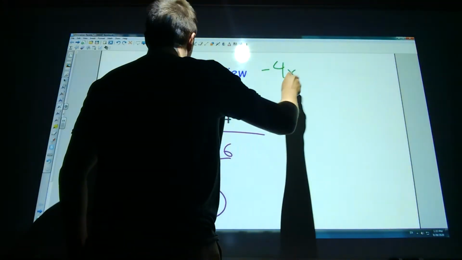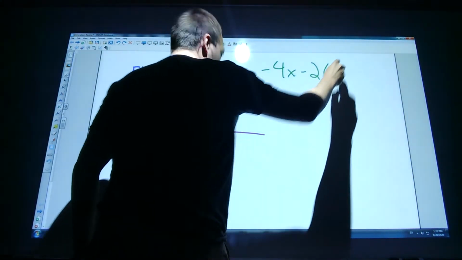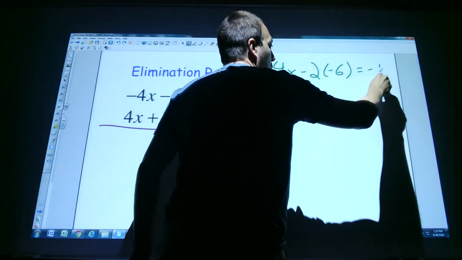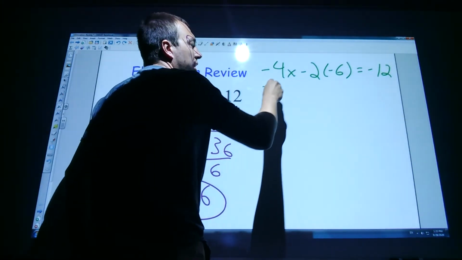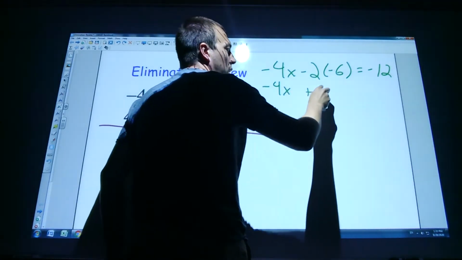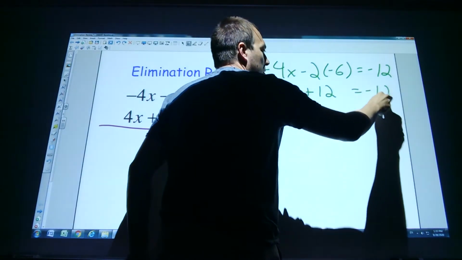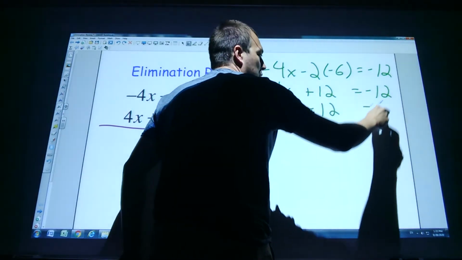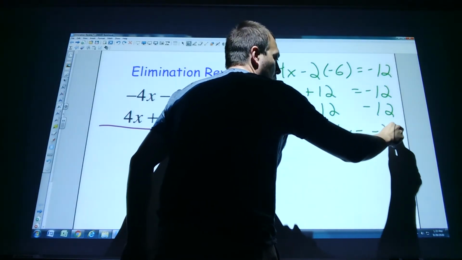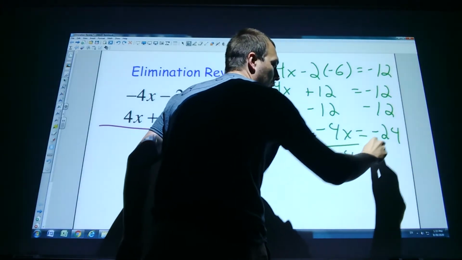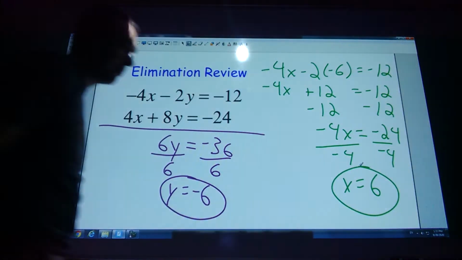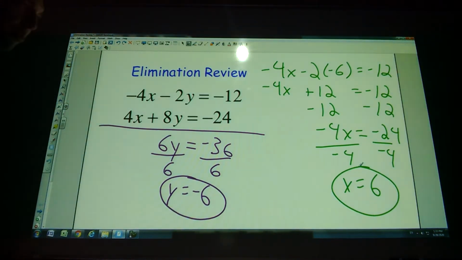Negative 4x minus 2 times negative 6 equals negative 12. And here we go. Negative 4x, negative 2 times negative 6 is positive 12 equals negative 12. And then we solve this for x. Subtract 12 from both sides. Negative 4x equals negative 24. Divide by negative 4. And x equals positive 6. So now we solve for x and we solve for y.